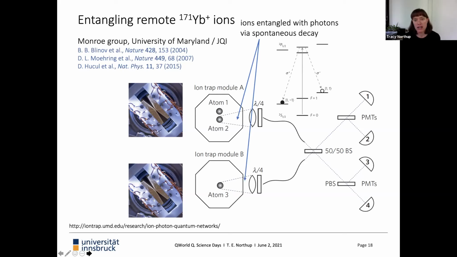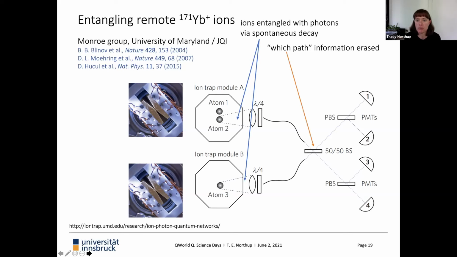So what do you do with ion-photon entanglement? Well, you collect those photons, and that's the two lenses that you see. Each trap has its own lens for collection. The photons are then coupled into optical fiber and sent to a beam splitter. And the beam splitter is going to erase the information about which path each photon came from. So now if I detect a photon at either one of the beam splitter outputs, I'm not able to say which trap it came from originally.